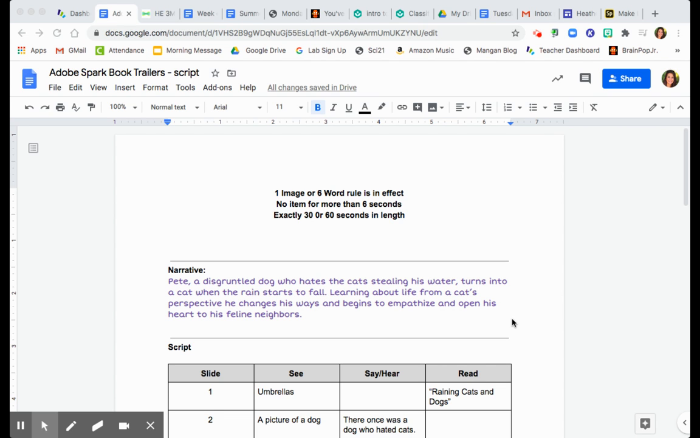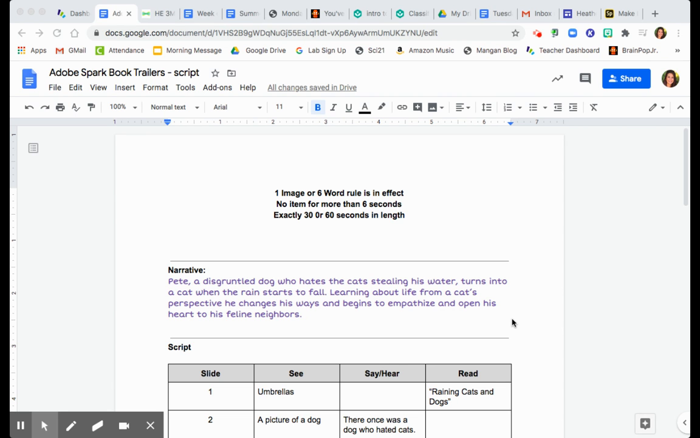So here's my narrative based on that broader story mountain. Pete, a disgruntled dog who hates the cats stealing his water, turns into a cat when the rain starts to fall. Learning about life from a cat's perspective, he changes his ways and begins to empathize and open his heart to his feline neighbors. So I go ahead and give them who the characters are, what the problem is, and a little bit about what happens with the plot.